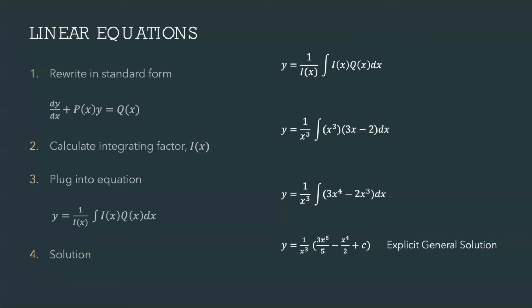Now, this is our explicit general solution, and as I have many times said this, explicit is when the y is alone, and it's a general solution since there's no initial value and there's a constant c.